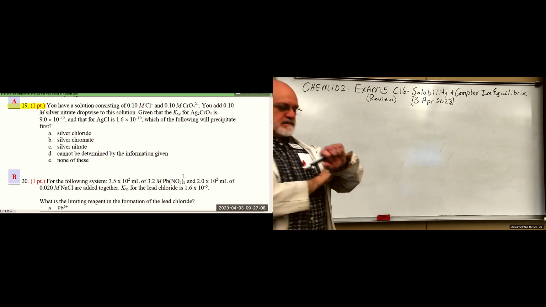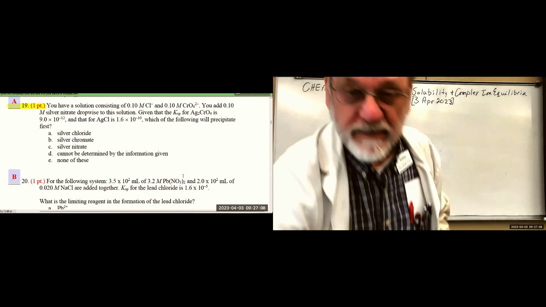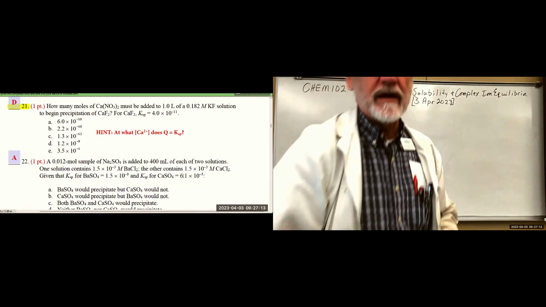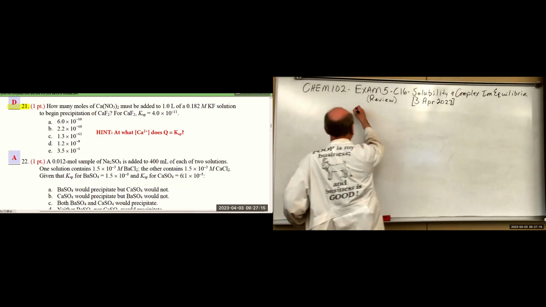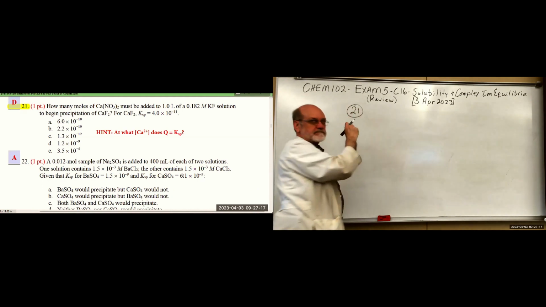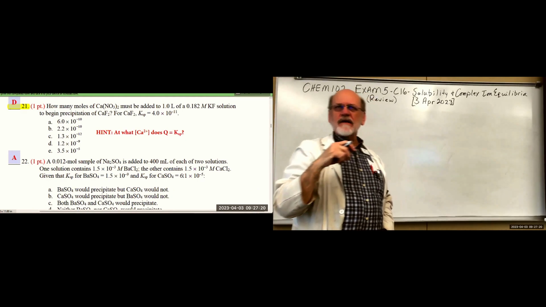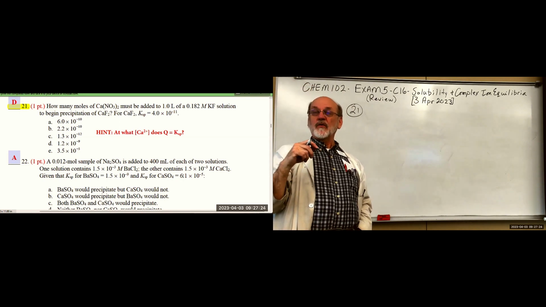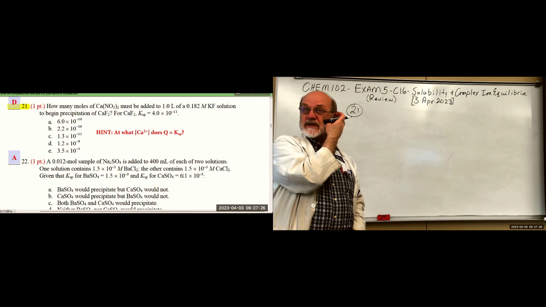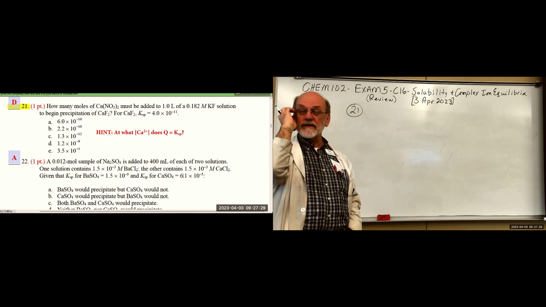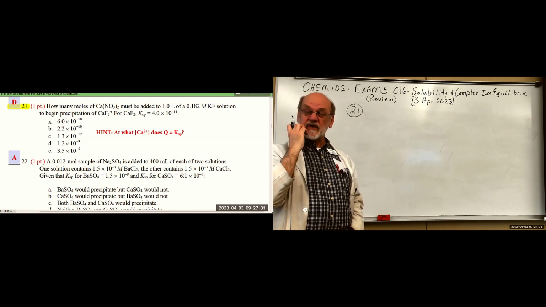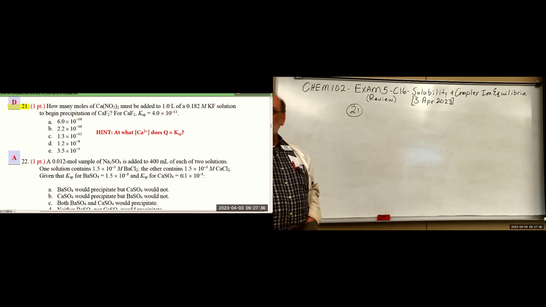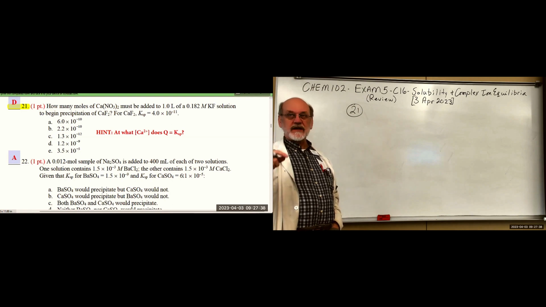That was 19. Got about a half hour left. See how far we can get. All right, 21. How many moles of calcium nitrate must be added to 1 liter of 0.182 molar KF solution to begin precipitation of calcium fluoride? And we're given the KSP for calcium fluoride. Okay, I gave myself a hint there. At what calcium concentration does Q equal KSP?